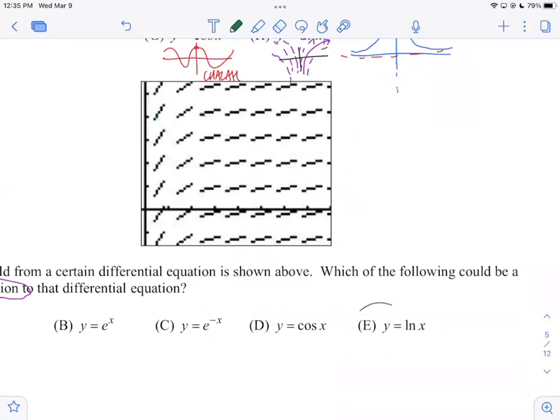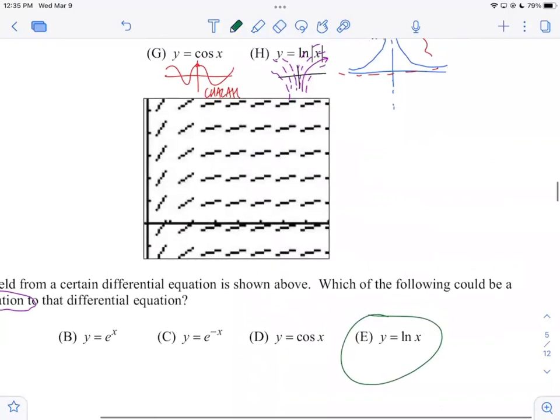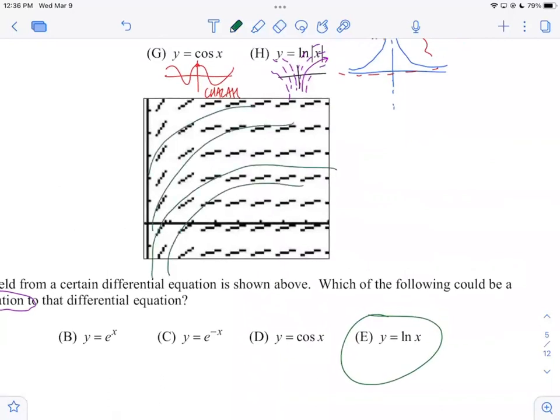No. What about ln of x? Yes. Ln of x, ln of x. Yes, ln of x. And notice we're not showing the vertical asymptote there. Very important. Are we matching the graph to the solution?